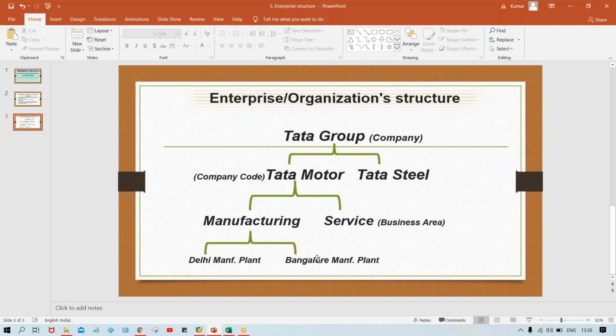Because if you have to post the transactions, before posting the transactions, let's suppose, what for is this entire configuration and implementation going to happen? That is going to happen for Tata Motor employees, right?